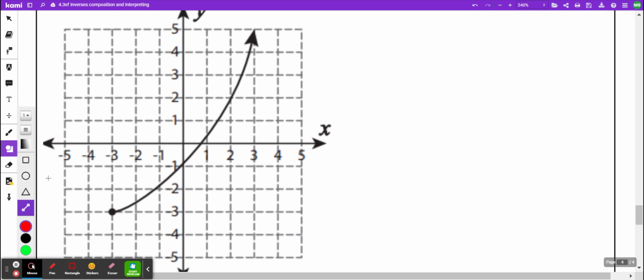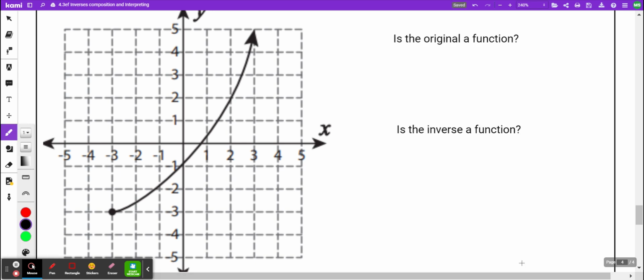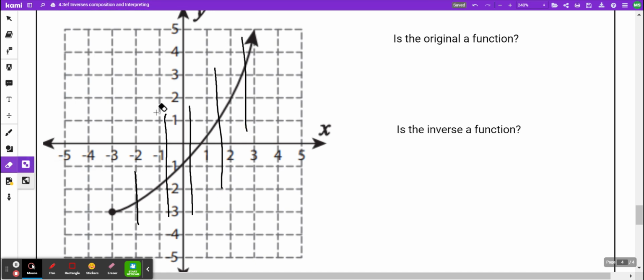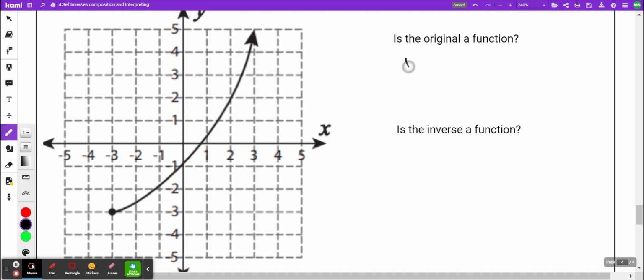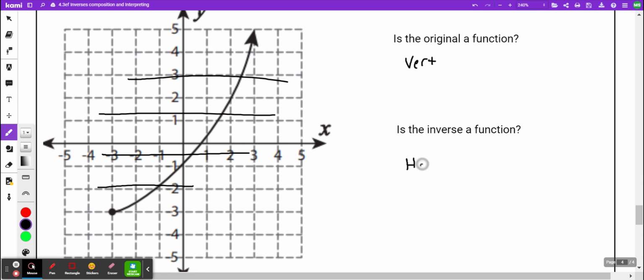Okay, so first off, we're going to pause it and I'm going to ask you questions. Is the original a function? Well, if we draw some straight lines going down, it doesn't touch it more than once. So yes, because this passes the vertical line test. Without drawing it, will the inverse be a function? Yes, because of the horizontal.